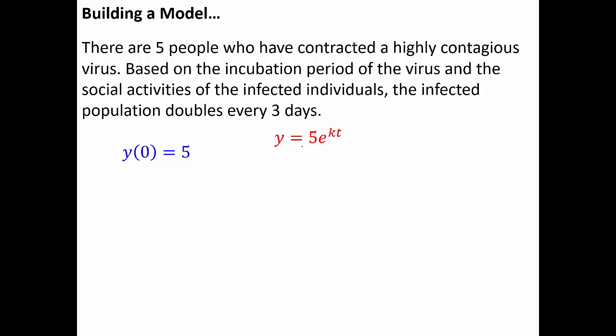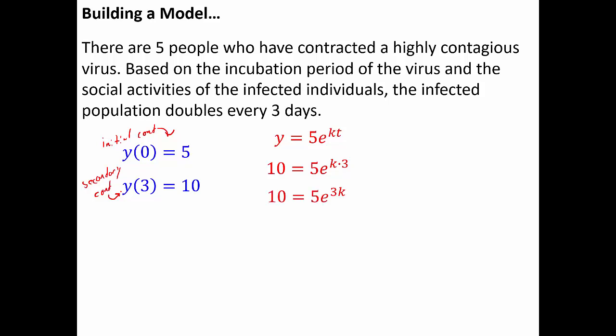Now, I'm also told a secondary piece of information, that the population doubles every 3 days. So if I started with 5, after 3 days, I'm going to have 10. We call that the secondary condition. This is my initial condition. And this is my secondary condition. My initial condition is used to find the c value, and then my secondary condition is used to find the k value. I'm going to take that secondary condition, t equals 3 and y equals 10, and plug it back into the law of exponential growth and decay, keeping in mind that 5 is already plugged in for my c value. And let's solve for k.